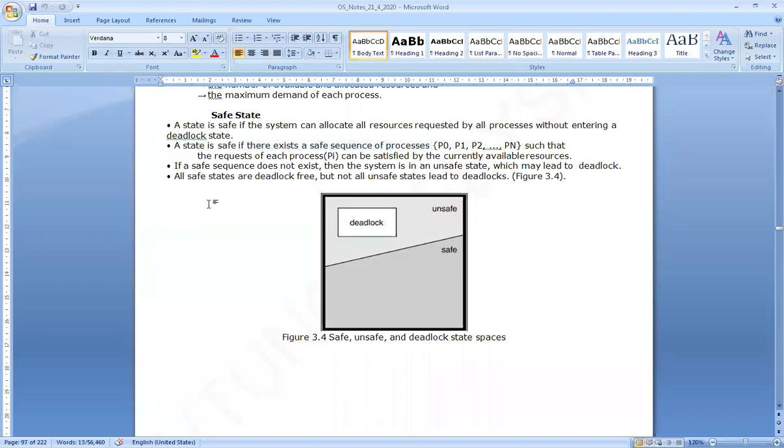Then, if the safe sequence does not exist, the system is in the unsafe state.